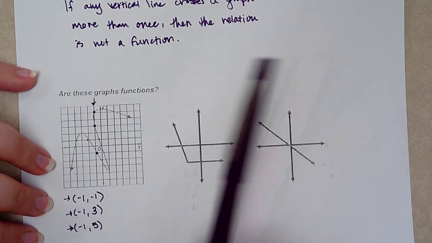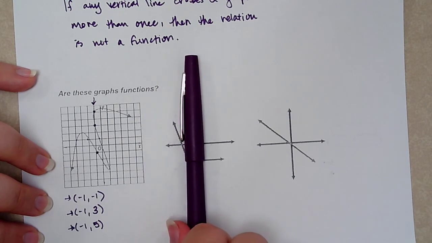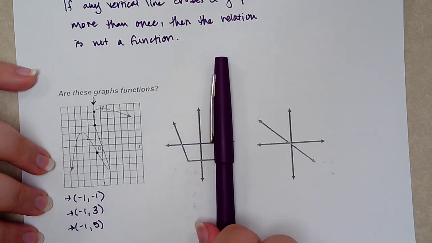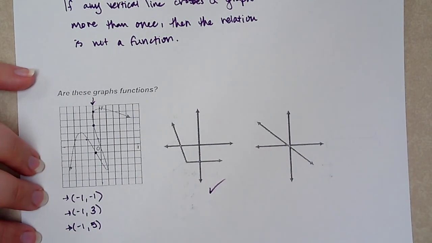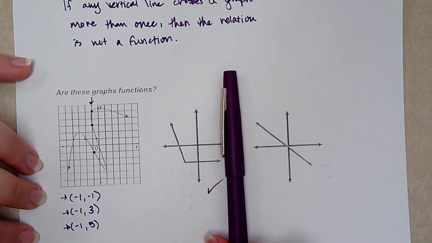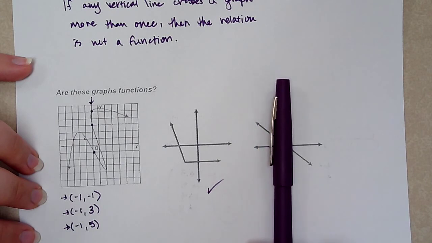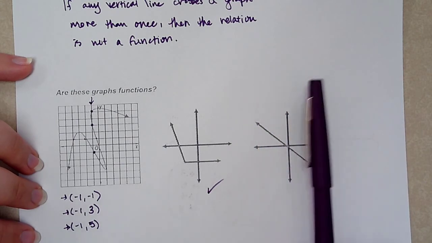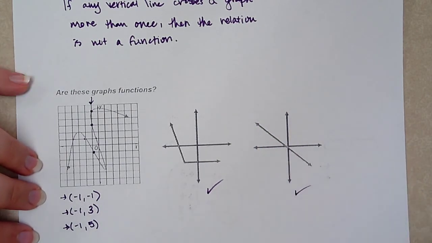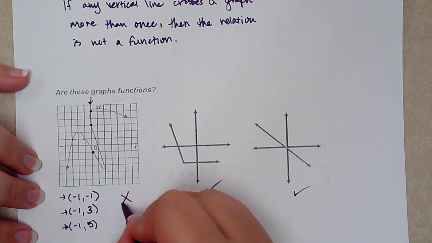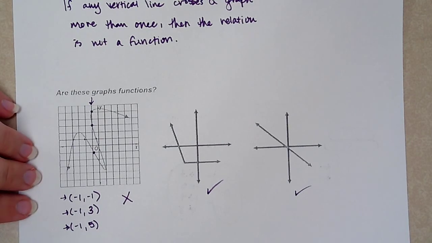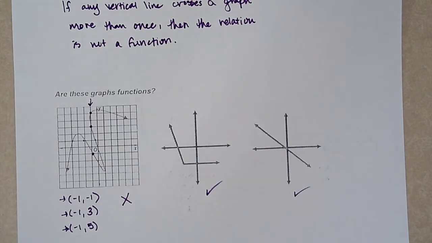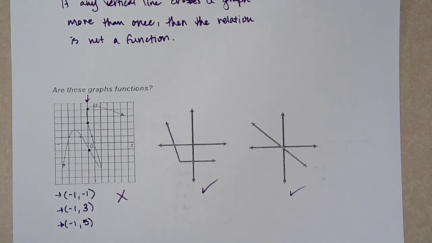2 easy ones right here. I follow that across with my pen. It doesn't hit at any point more than once, so that's a function. Same thing here. I'm going to follow that line with my pen. It does not hit at any point more than once, so that is a function. This leftmost graph is the only one that is not a function. So, vertical line test, very helpful. If you have any questions, don't hesitate to let me know.